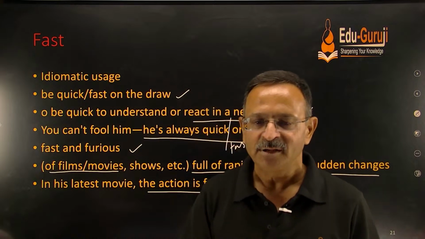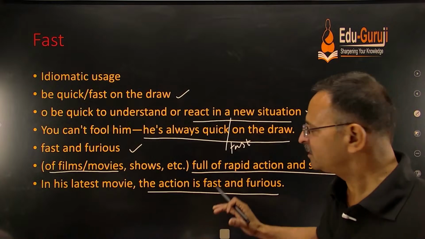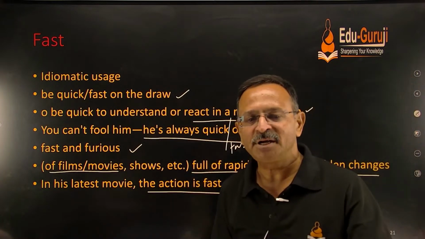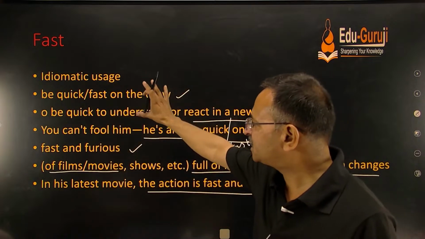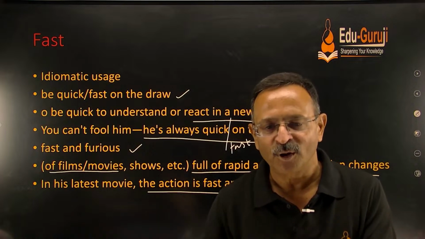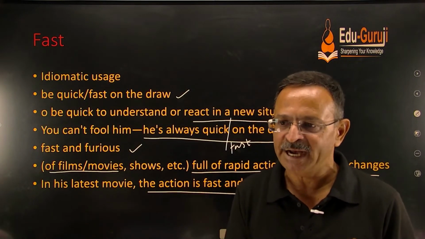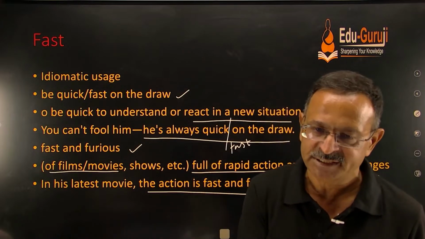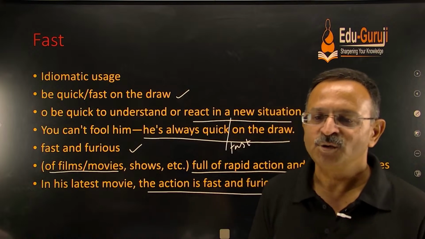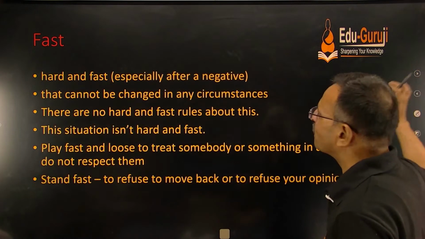So what does it mean? It means that you have full of rapid actions and sudden changes. I hope it is clear. So we learned two idioms here. One is be quick or fast on the draw. Fast on the draw means what? It is somebody who is very, very quick to understand and can react very fast. The second one is fast and furious, where you have rapid action and sudden changes taking place.